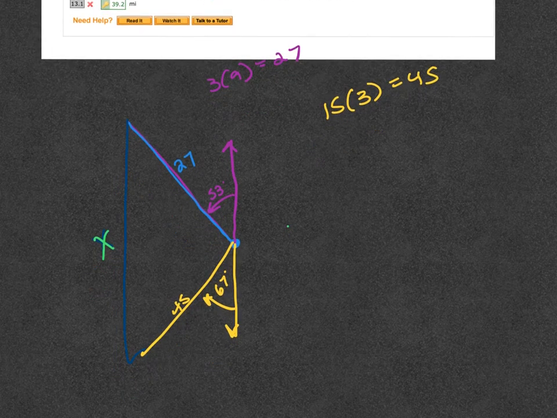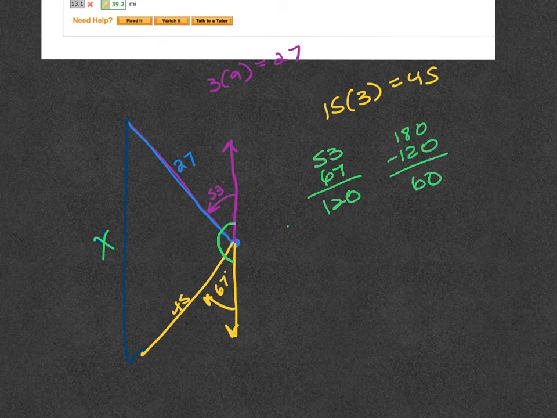So I have the two side lengths, right? But I'm missing the angle between them. How can I find it? Good. All three of these form a line. So if I add the 53 and the 67, I get 120, subtract that from 180, and I get 60 degrees. Now, again, another side angle side scenario, right?